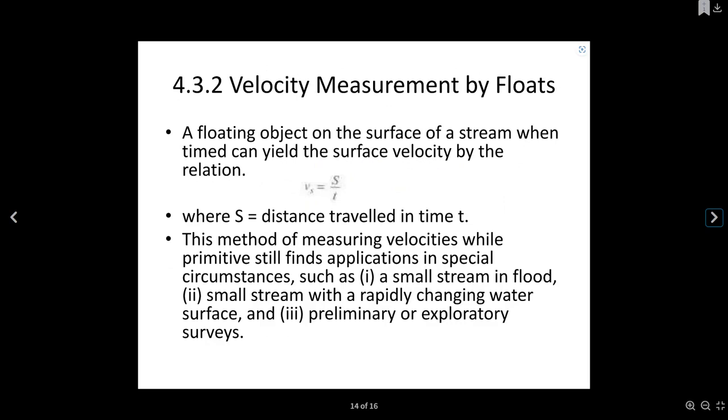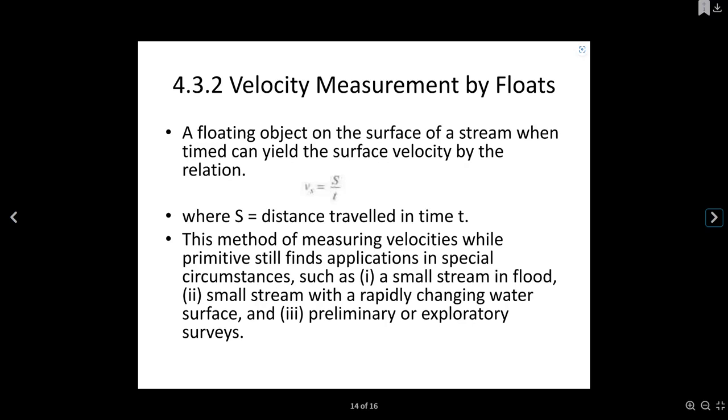So a floating object on the surface of a stream in time can yield the surface velocity by the relation Vs equals S over T. So ang standard na ginagamit natin is yung orange na fruit because hindi siya ganun ka-submerge, hindi din siya ganun, nasa surface lang siya umaangat. So by allowing a float to flow from point A to point B, you measure the distance and then i-time mo lang siya. You already have now the velocity.